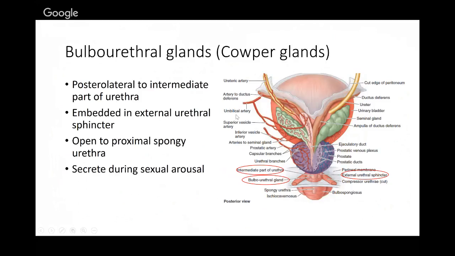The bulbourethral glands, also called the Cowper glands, secrete during sexual arousal. They're funny in that they are posterior lateral to the intermediate part of the urethra. So, you know, the prostatic part of the urethra here, this is the intermediate part going down. That's the spongy part. So the bulbourethral glands are here, but they open into the proximal spongy urethra. So that's why you get the secretion. They're also embedded in the external urethral sphincter, which is around here as well. So the external urethral sphincter is also in the intermediate urethra.